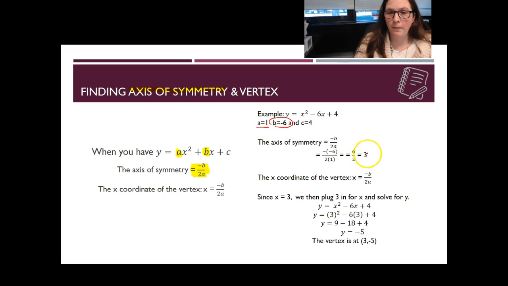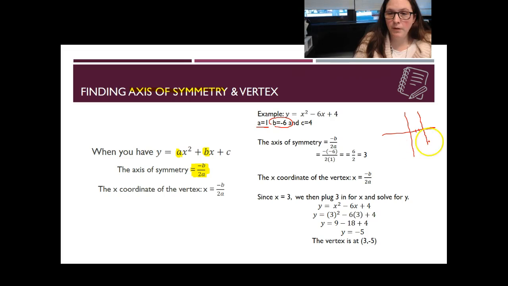And what that tells me is if I have a coordinate grid there, my axis of symmetry, where my parabola folds over, if you will, on itself, is along this x equals 3 line. This will be that line along the center of the axis of symmetry for the parabola.